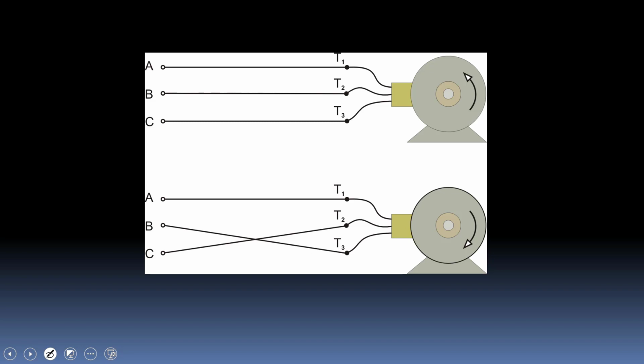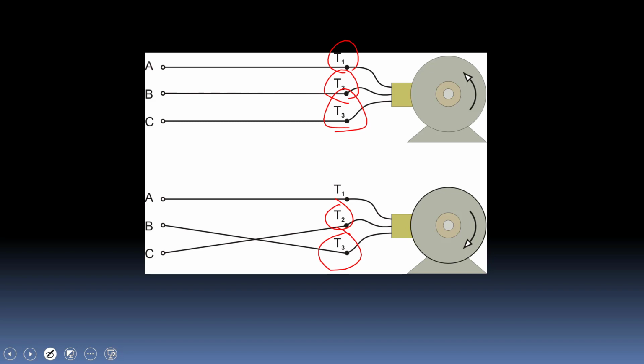Now, how do I change rotation on a 3-phase system? Pretty simple. Normal connection, we go A to T1, B to T2, C to T3, and all I've got to do is swap or interchange any 2 of the leads. So in this drawing here, you see we've swapped T2 and T3, and now I've changed the order in which the motor receives the power.